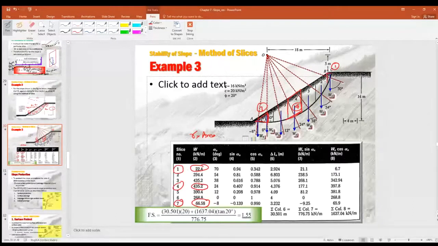That is for slice 1. What's this angle? For slice 1, it is 70 degrees. Of course, you can either measure it. Now, if you want to know this angle, it's equal to this angle.